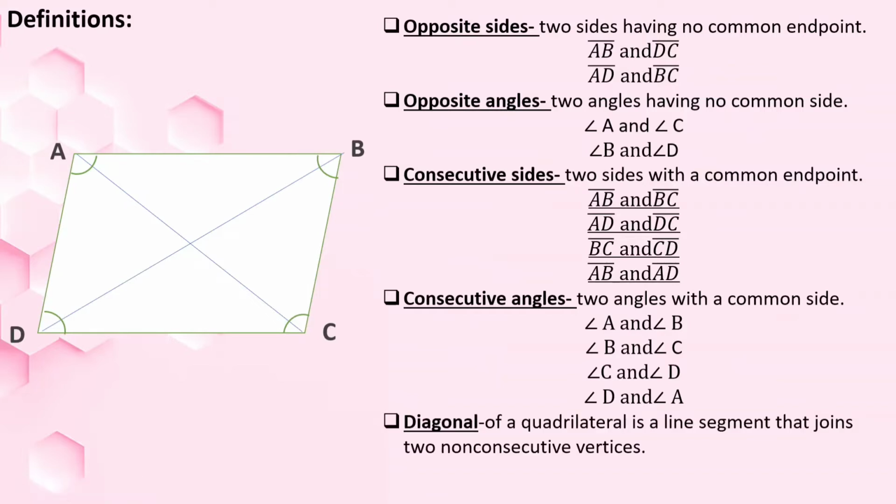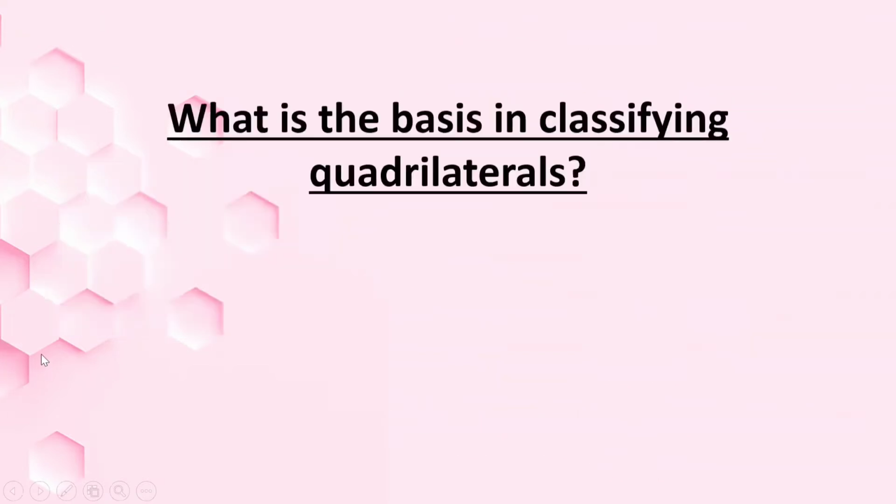Diagonals. A diagonal of a quadrilateral is a line segment that joins two non-consecutive vertices. Our diagonals are diagonal AC and diagonal BD. Diagonal AC joins two non-consecutive vertices, which are point A and point C. Also, diagonal BD joins two non-consecutive vertices, which are point B and point D.